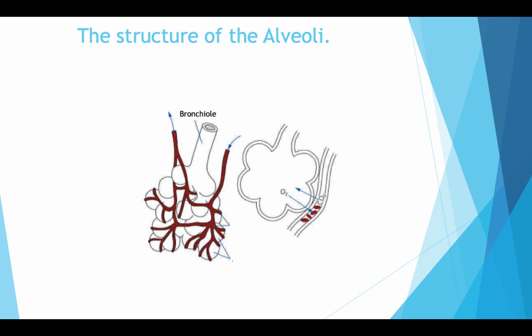The structure of the alveoli. The bronchiole can be seen here, the alveoli at the bottom, and the capillaries surrounding the alveoli. From this diagram you can see gaseous exchange taking place. It goes from a high concentration to a low concentration, or a high partial pressure to a low partial pressure.